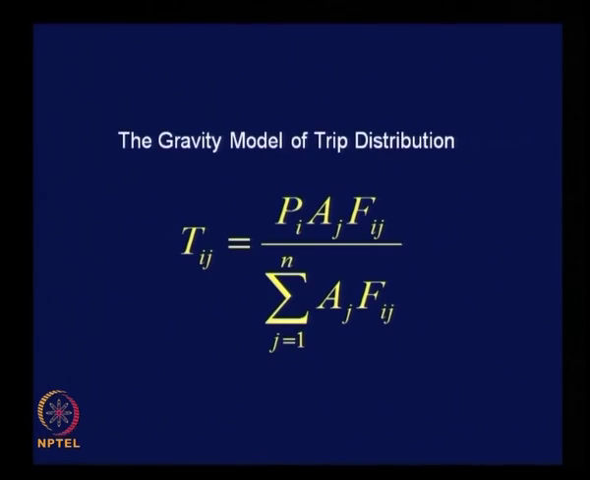Please remember, friction factor is zonal pair specific, Fij. It should be like that, isn't it? Travel impedance cannot be the same for all zonal pairs, it should be specific to the zonal pair under consideration, that is why it is Fij. Clear?